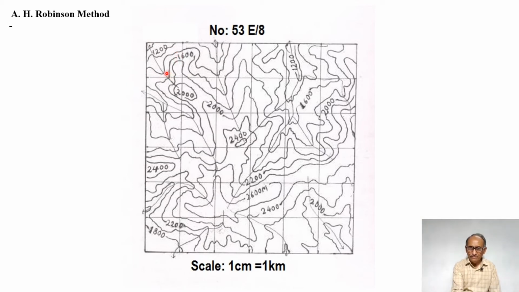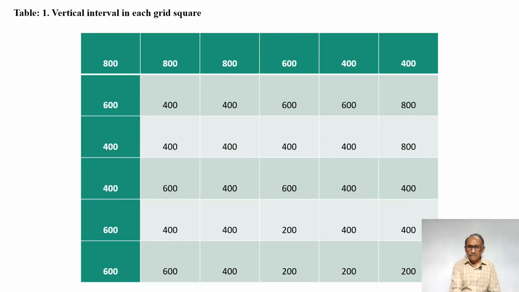In the next slide, we will draw a plain grid, and in that grid we will write down 800 in this particular square, because that is the range of contours for this square. Like that, you'll have to calculate the range of contours for all the squares given in the topographical map. So let us move to the next slide.